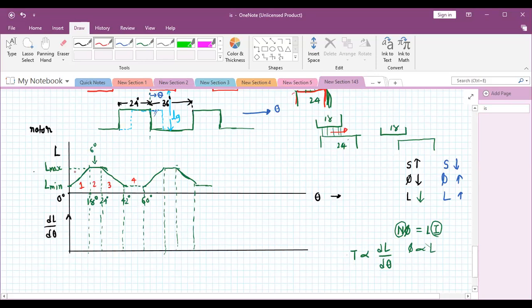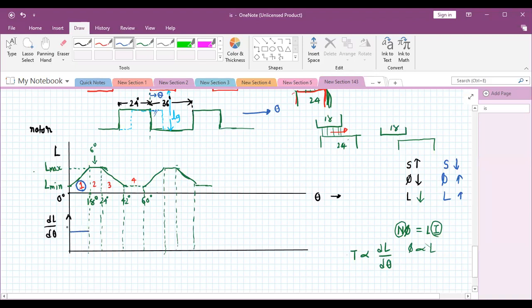Increasing. Yes or no? It is increasing. So its derivative is positive or negative? Positive. What I want to say is, in this first section, the inductance is rising. So if anything is rising, its derivative is positive or negative? It is positive. So, for example, it is positive.